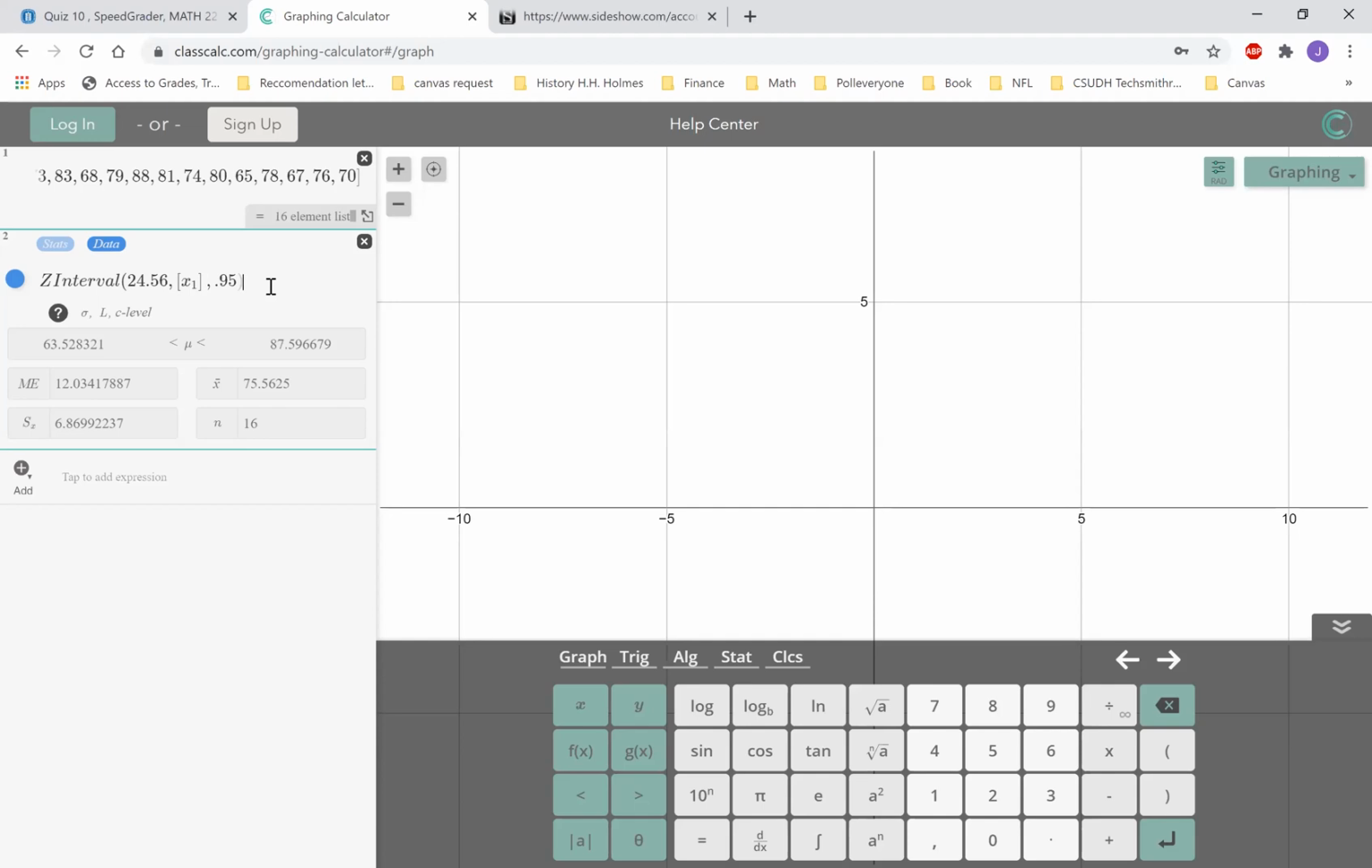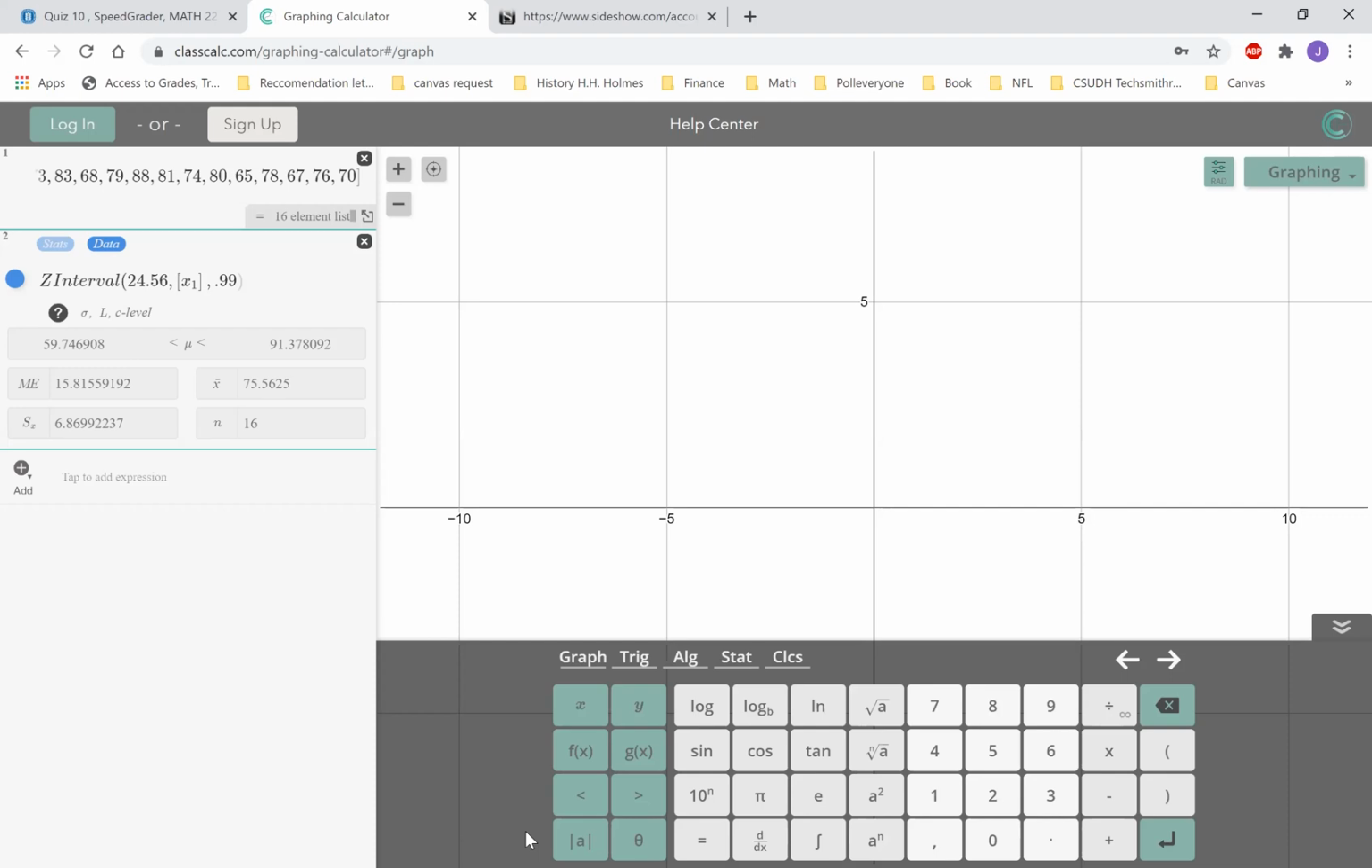But if you actually look at your study guide, we also want to do that for 99%. So for 99%, we'll just change this from 95 to 99%. And now we have that. So now saying is from 59.746908 all the way to 91.378,092. And my margin of error for that one will be 15.82. All right, so that's how you want to do it with class calc.